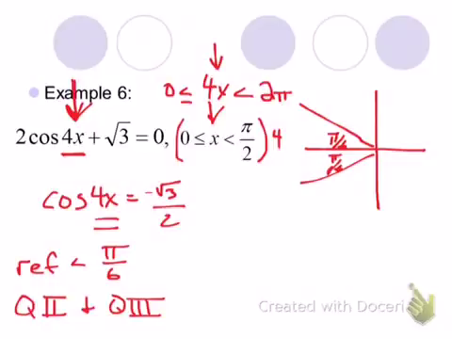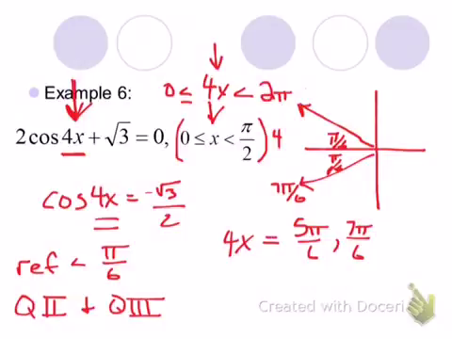Okay, this angle is, somebody help me tell me what this angle is. 5 pi over 6. And the other one is 7 pi over 6, that's correct. 7 pi over 6. 4x is equal to those two things because 4x is our angle.